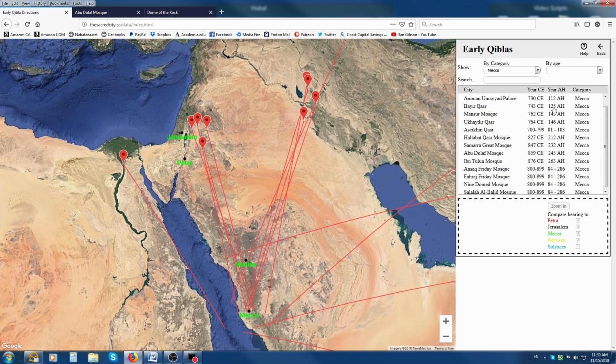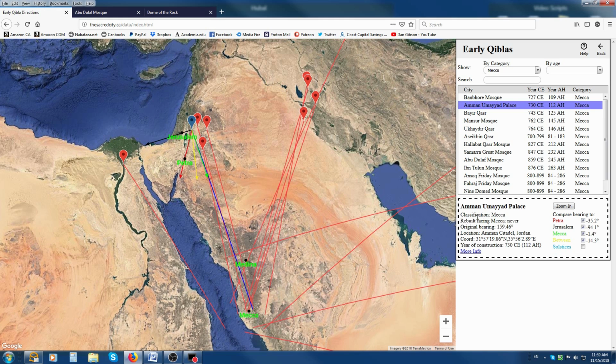So we have over 100 years with no mosques, zero mosques that were built that we can tell where they were pointed. So if I look at the Amman Umayyad Mosque, it says down here under the information at the bottom, rebuilt facing Mecca. Never, because this was not rebuilt. It does face Mecca. But we can look to see on these different mosques.